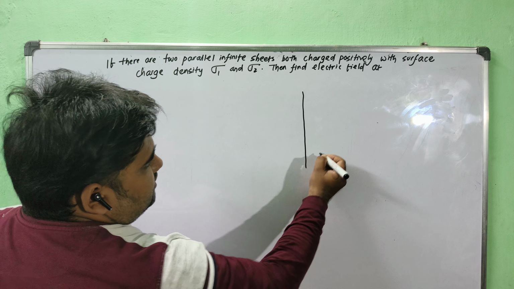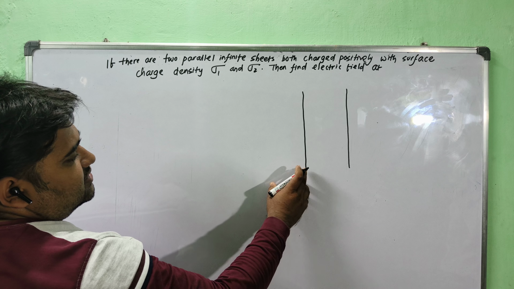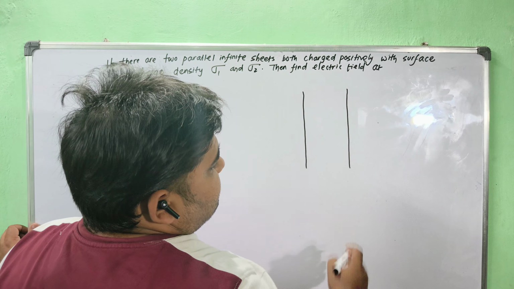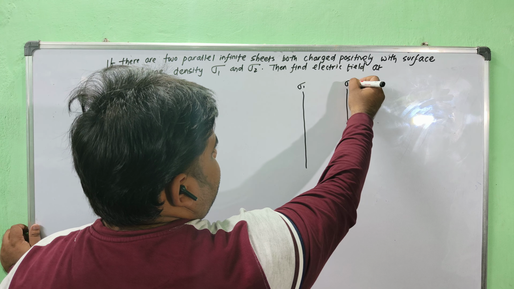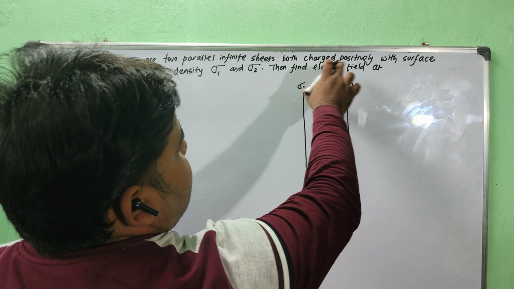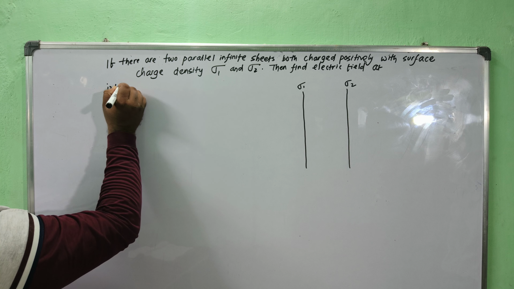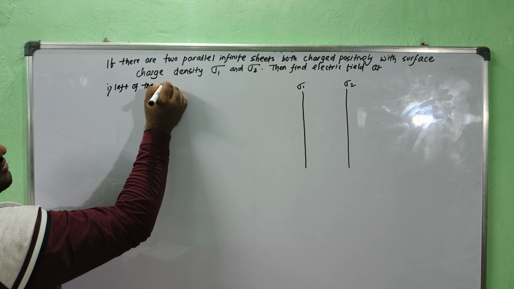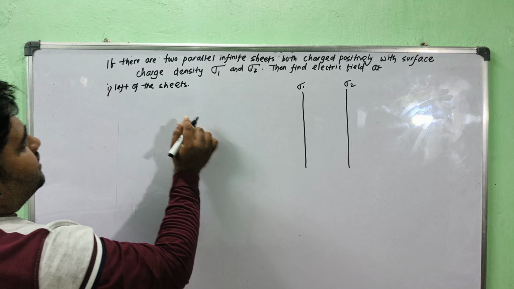So there are two parallel infinite sheets. This is one infinite sheet, and this is the other. Consider these as infinite sheets. One is charged with sigma 1, the other with sigma 2. Both are positive. So we need to find the electric field, first, to the left of these sheets. We are going to find the electric field at these points.